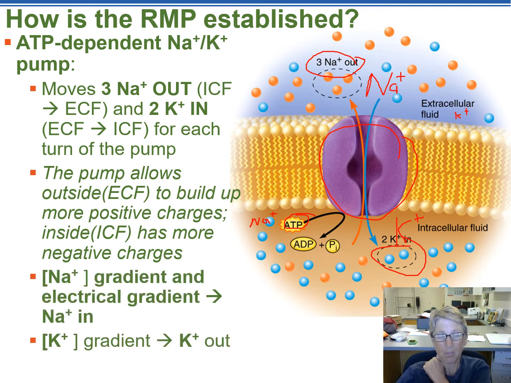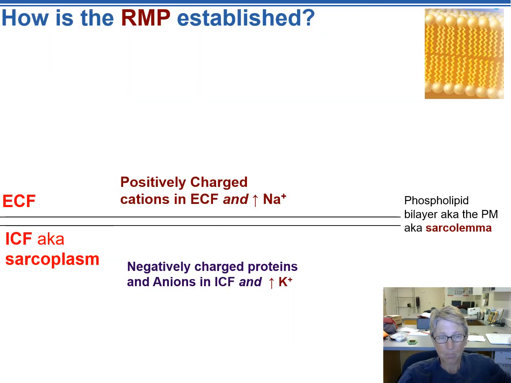And this fourth square just tells you that sodium has a gradient. It wants to move down its concentration gradient and its electrical gradient to go inside the cell.